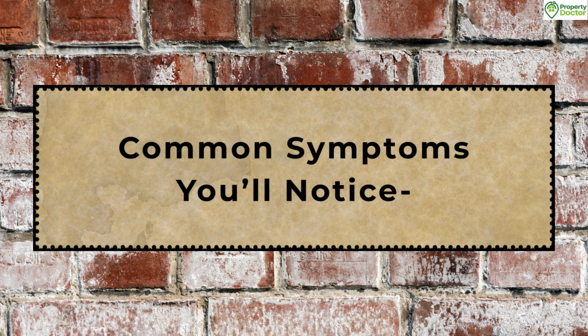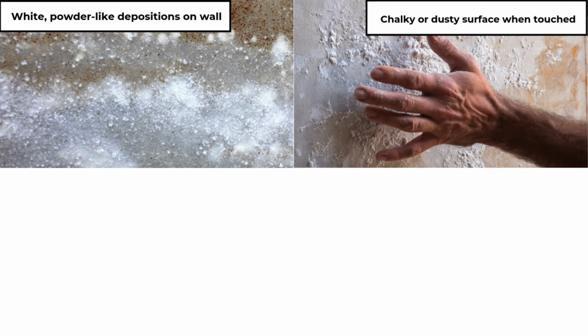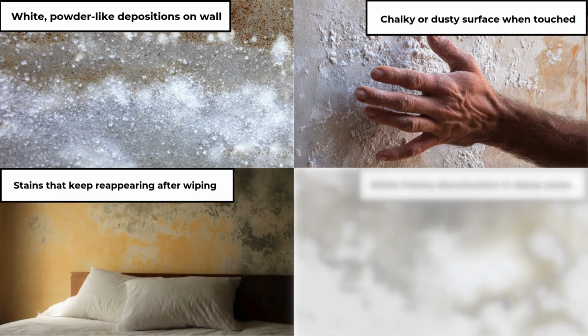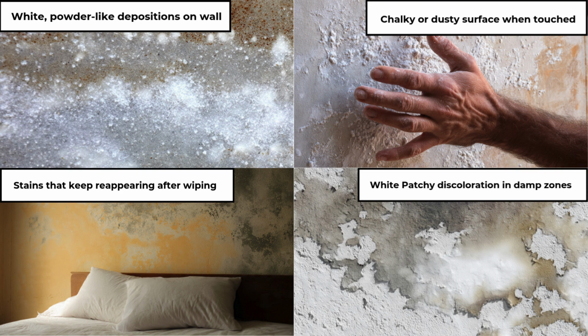Common symptoms you'll notice. White, powder-like depositions on the wall. Chalky or dusty surface when touched. Stains that keep reappearing after wiping. White patchy discoloration in damp zones.